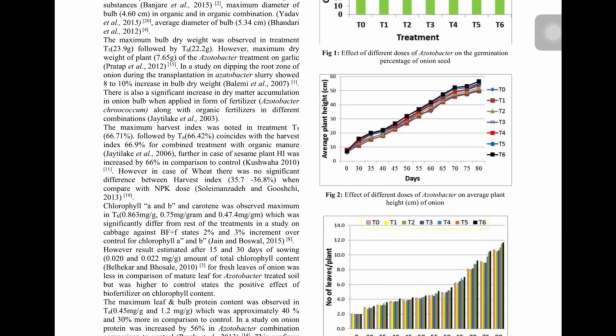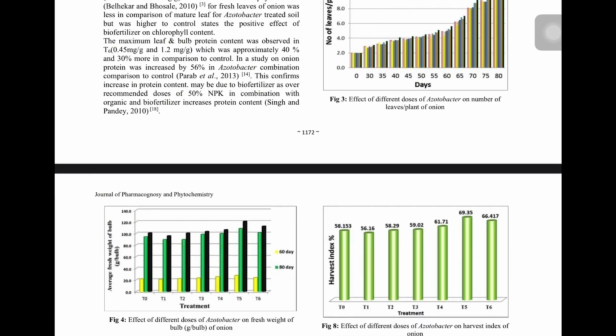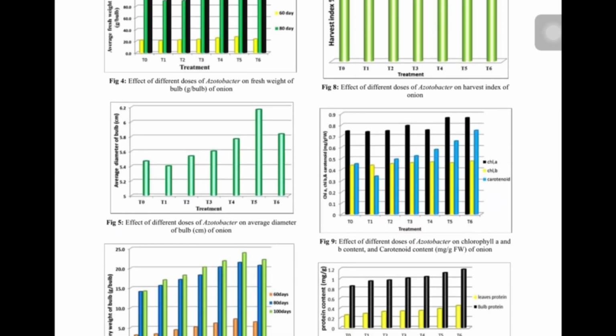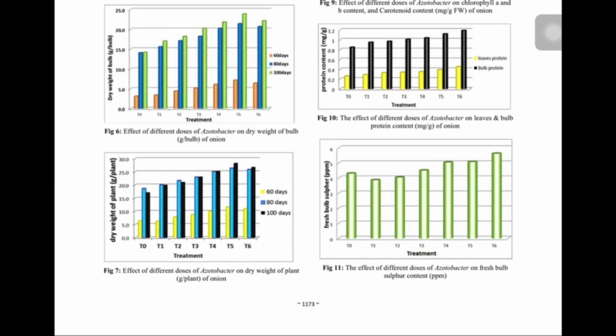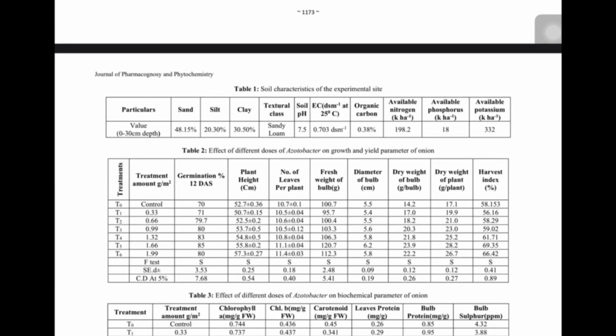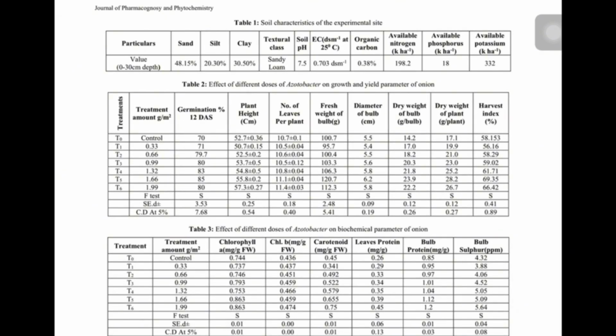Here are the statistics showing the effect of Azotobacter in different doses with different forms of reaction. These different doses of Azotobacter, as presented in the table, show that Azotobacter works positively as a biofertilizer and increases the yield parameters of onion.